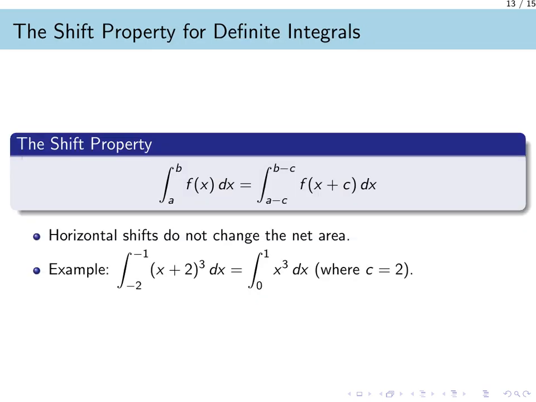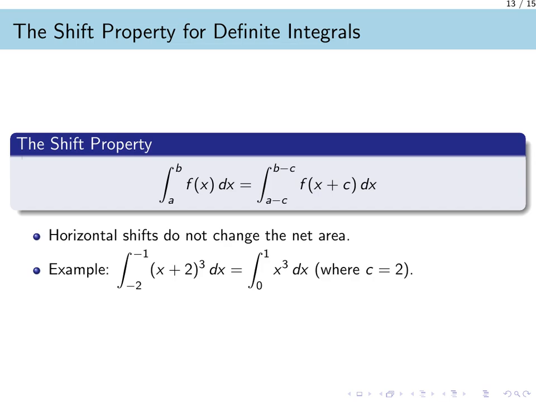Let us now examine a very useful rule called the shift property for definite integrals. The core idea is that the net area under a curve does not change if we shift the entire graph horizontally. This property is captured in the equation shown. It states that the integral of a function f of x from a to b is equal to the integral of a shifted function f of the quantity x plus c over a correspondingly shifted interval from a minus c to b minus c. Let us look at the example to see how this works.